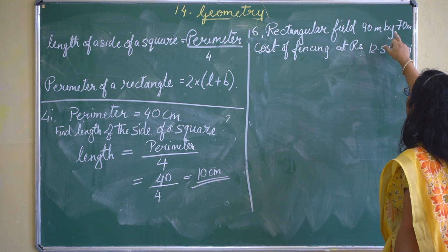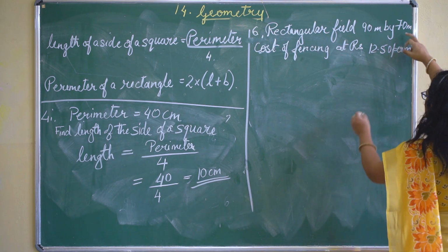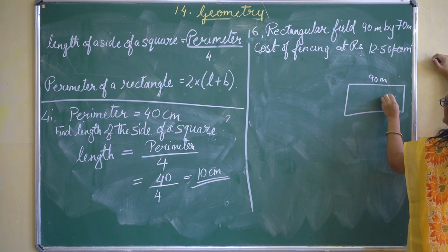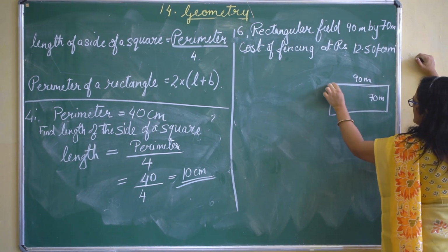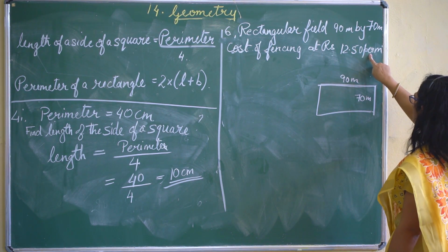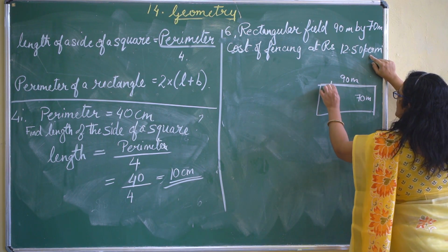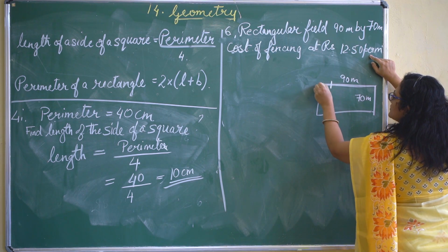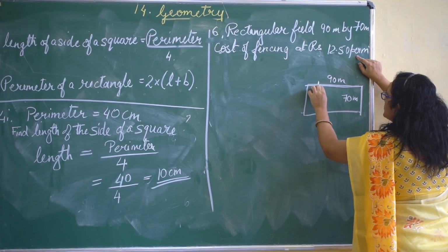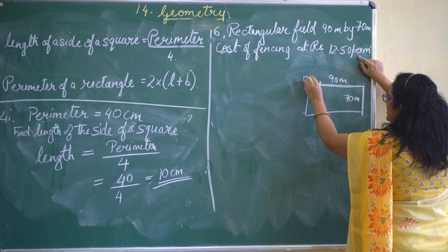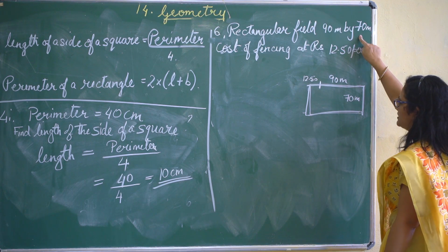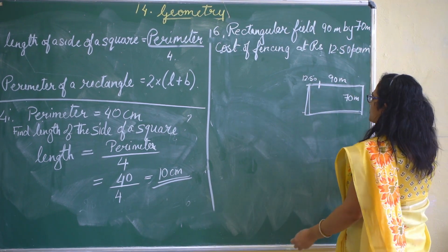Next question, question number 6. Rectangular field 90 by 70 meter. Means this is a rectangular field, 90 meter by 70 meter. Length is 90 meter and breadth is 70 meter. Cost of fencing 12.50 per meter. We have to put the fencing on the whole rectangular field. But they have given the cost of fencing for 1 meter, rupees 12.50. We have to find the cost of fencing for the whole field. So first we will find the perimeter, then we will multiply by cost of fencing.